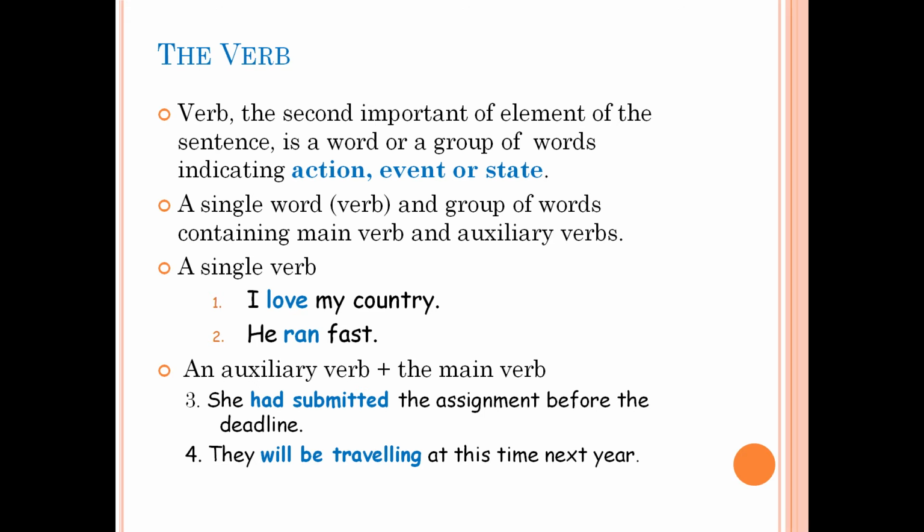The sentences number 3 and 4 on this slide give us the example of an auxiliary verb used with the main verb. Please read these sentences and pay your attention to the words in bold. In the third sentence, she had submitted the assignment before the deadline. The word had is an auxiliary verb or helping verb and submitted is the main verb. In the same way, in the sentence number 4, they will be traveling at this time next year. Will be is the helping verb and traveling is the main verb.